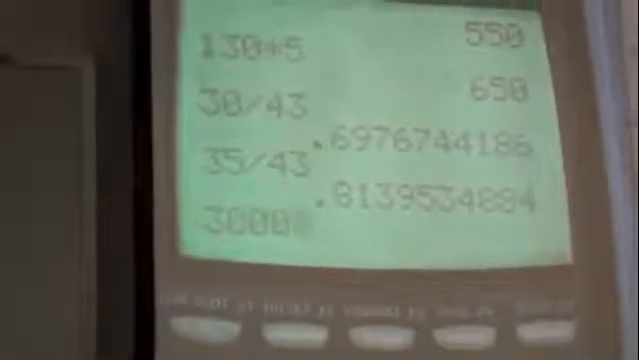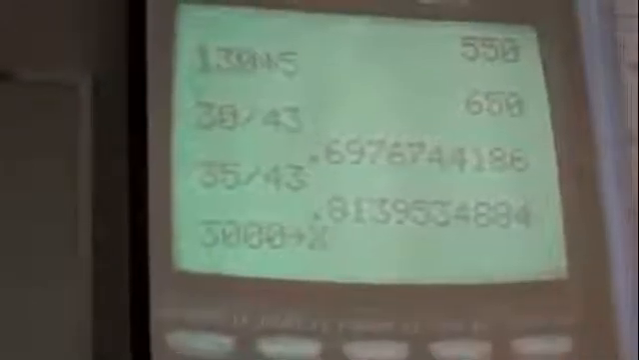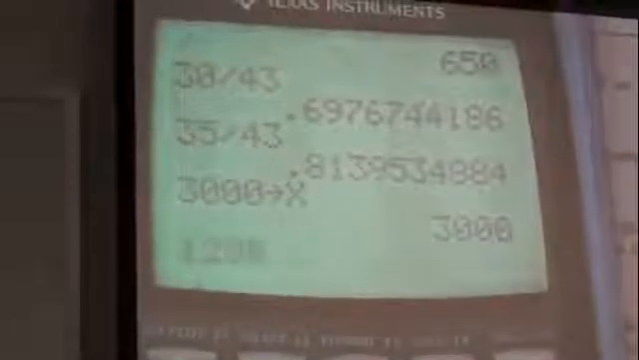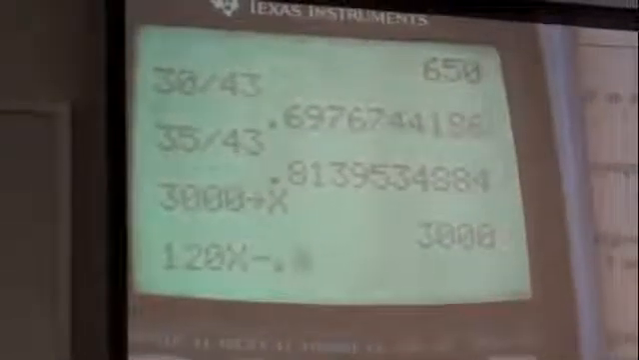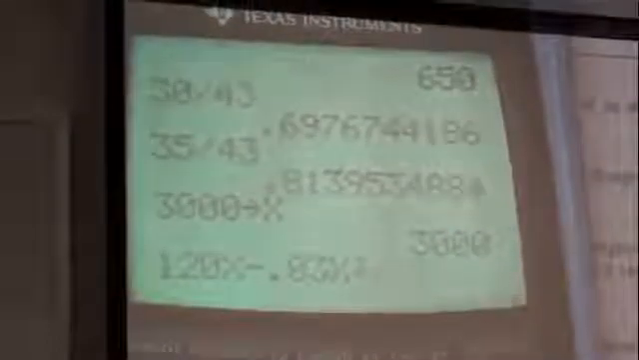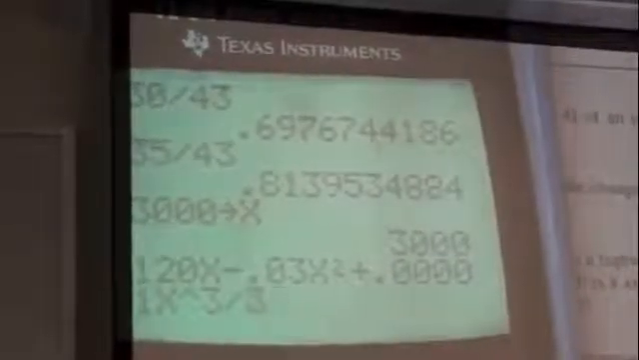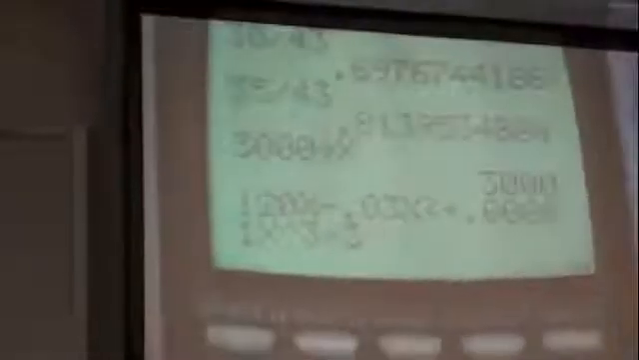So having my calculator assist here, I'm going to store 3,000 in for x. I'll say 3,000, store, right above the on button, x. And so now my calculator is going to think x is 3,000. So I can say 120x minus 0.03x squared plus 0.00001x cubed divided by 3. This will allow me to evaluate the function at 3,000.